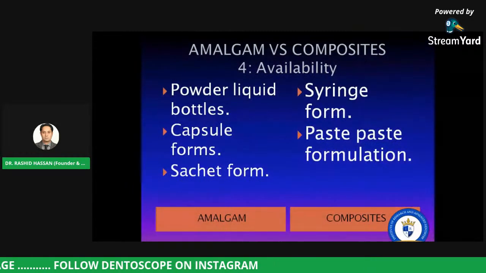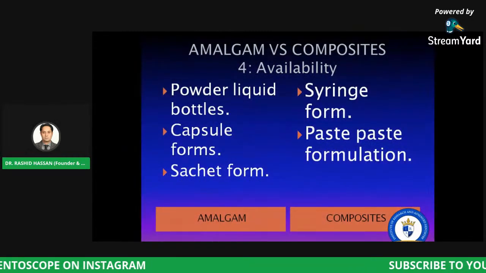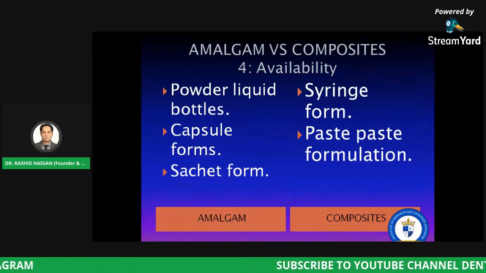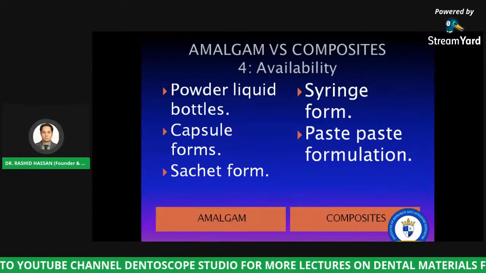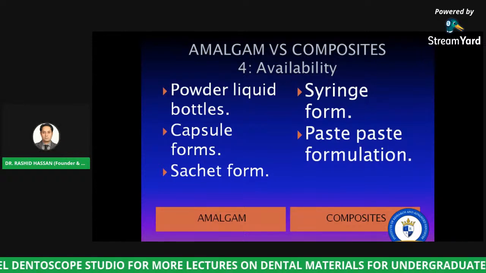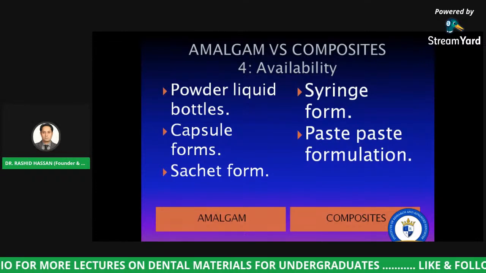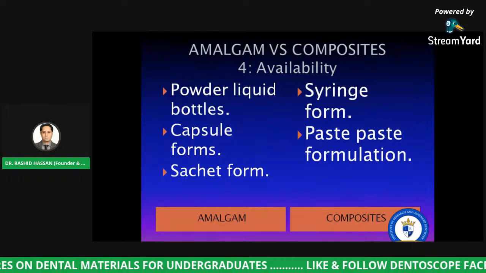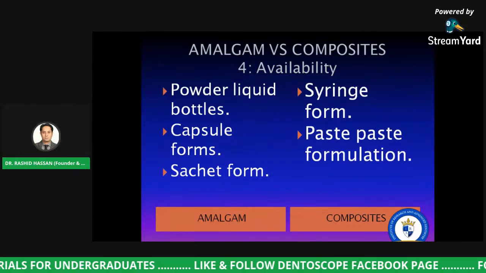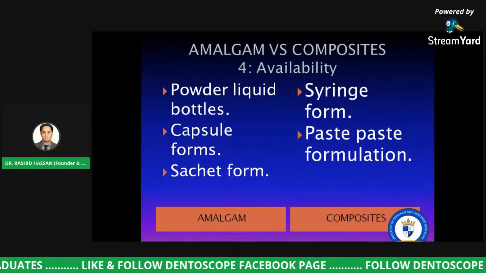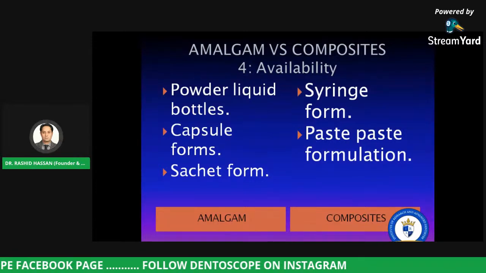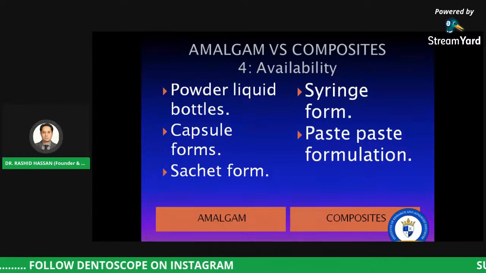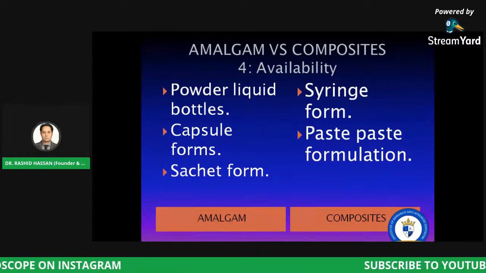Now let's talk about the availability of dental amalgam and dental composites. Let's compare the availability of these two. If we talk about dental amalgam, it is available in three different forms. The first one is the most commonly used form, which is powder liquid bottles. The powder contains the silver alloy, silver as a major component, along with the zinc, copper, platinum, palladium, etc. And the liquid bottle contains liquid mercury. So this is the powder liquid formulation.